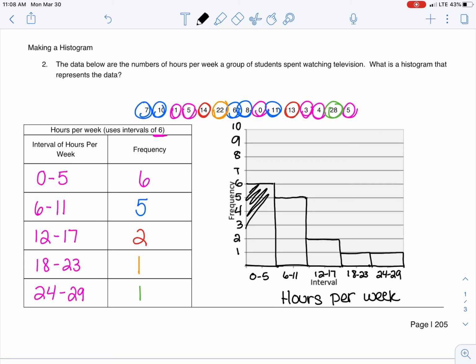If you want to, you can shade those in. Otherwise, you can leave them blank. It does not matter. It's kind of a preference. Okay, so we have a graph. We have made our histogram showing the frequency of hours per week. Okay, so that's our first histogram.